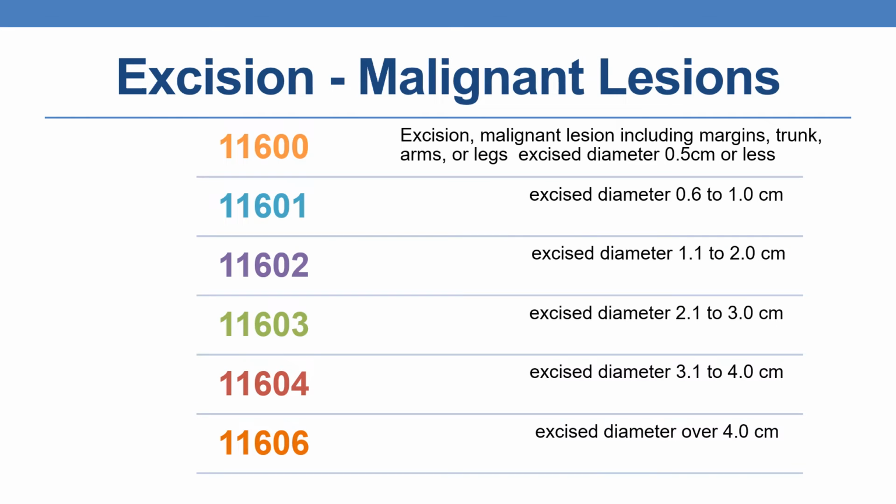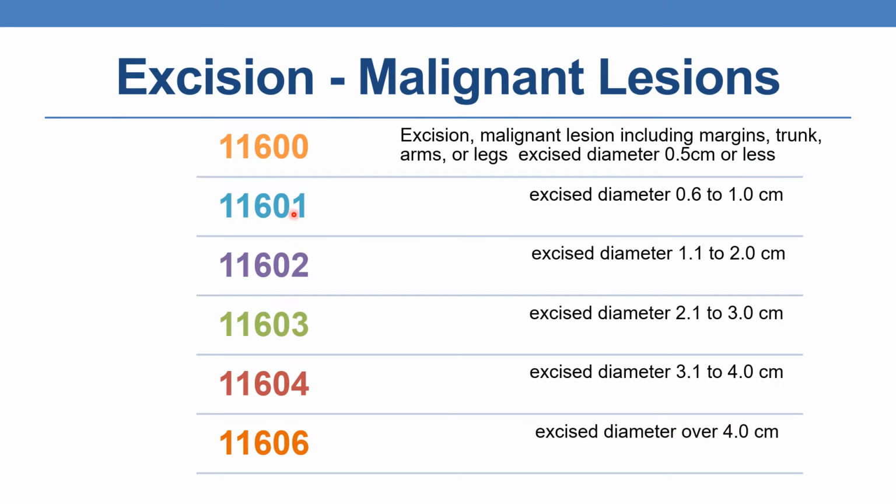Now coming to the various CPTs of excision of malignant lesions. The fifth digit is common, if you notice. So the first code is 11600. Here the fifth digit is 0. So excision of malignant lesion including margins, trunk, arms or legs. Excised diameter is 0.5 centimeters or less.